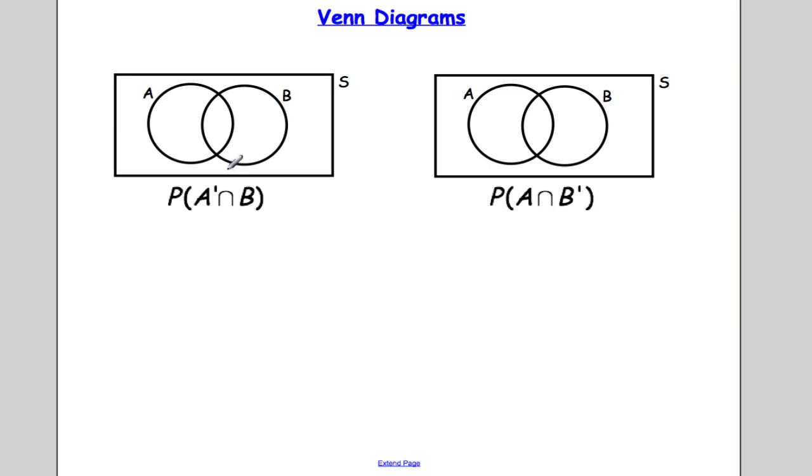Couple more to do. Here we have the probability of A complement intersection B. So what this is saying is everything that's in B but not A. And that leaves us with this section here. So that's everything that's in B but not A. Probability of A complement intersection B. And similarly, we can have the probability of A intersection B complement. So that's everything that's in A, but not B. And that leaves us with this region here.